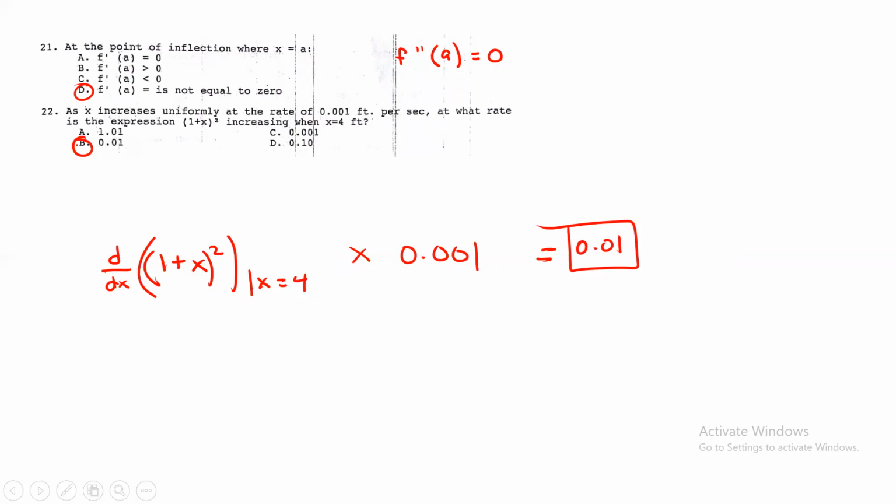The next, 23. A kite is flying 100 feet above the ground, moving in a strictly horizontal direction at a rate of 10 feet per second. How fast is the angle between the string and the horizontal changing when there is 300 feet of string out? So, paano tong number 23?